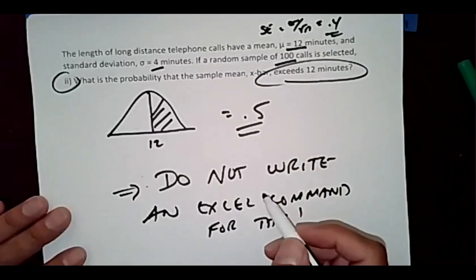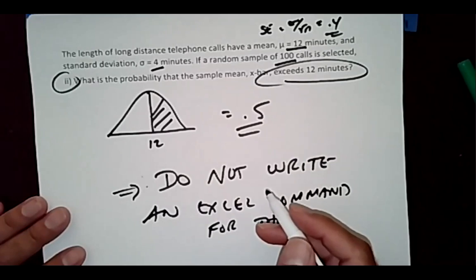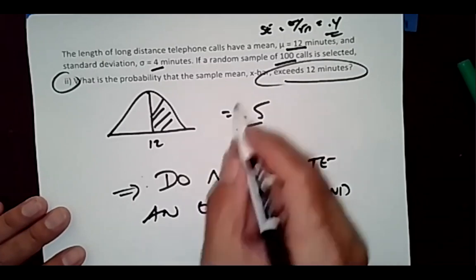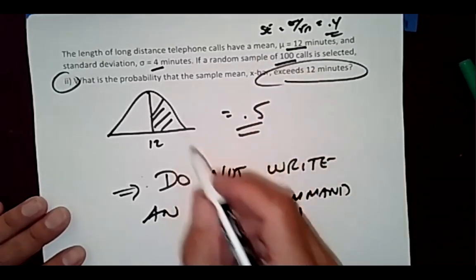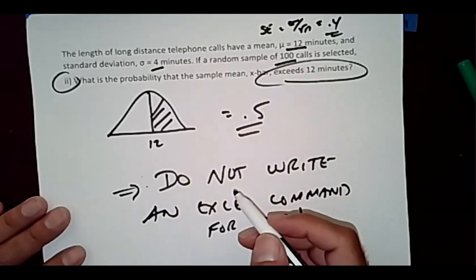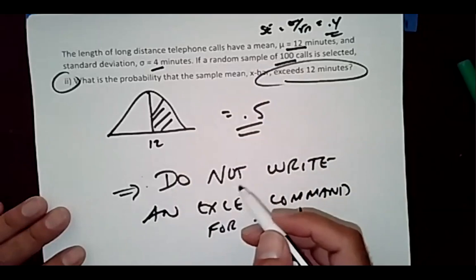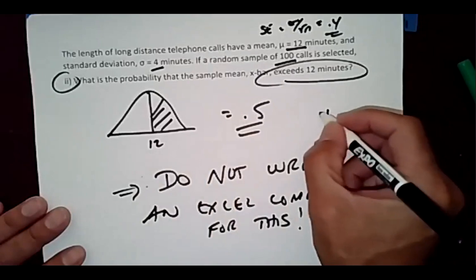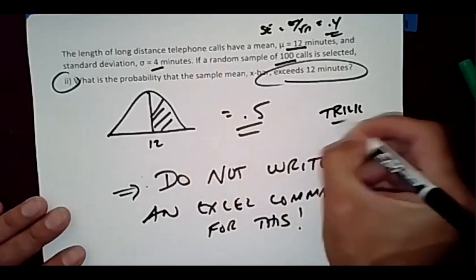Do not write an Excel command for this. If someone asks you to do an Excel command, you say, come on, we don't have to do an Excel command. We know it's 50%. Excel command is for something you want to figure out. We know by the symmetry rule that it's 50%. Don't ask me to do that. You're wasting my time. So again, this one here is a trick question.